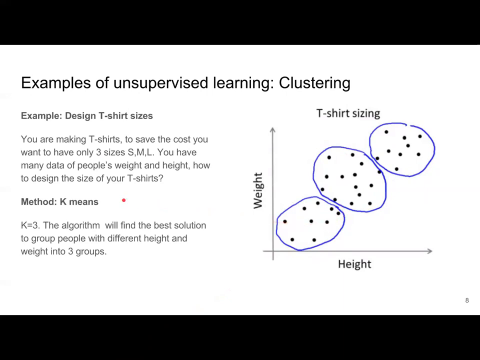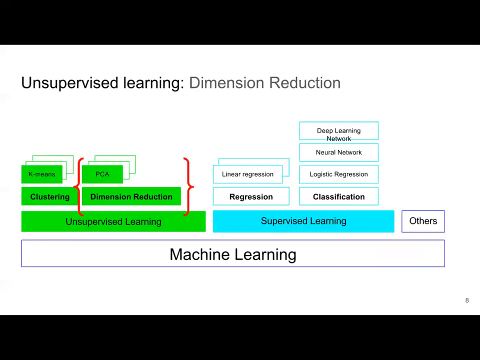The computer program which can solve this problem is called k-means. In this case, you define k equals 3, and the algorithm will find the best solution to group the people into the 3 groups. We'll not go into the detail, but throughout the presentation, we'll have more and more details. The second model I would like to present is dimension reduction.